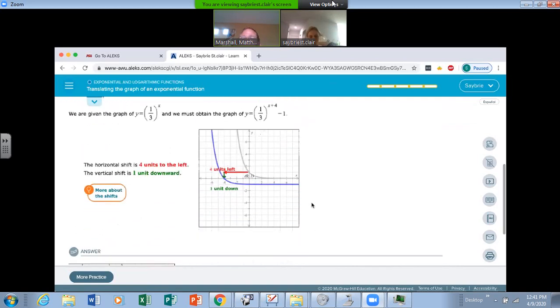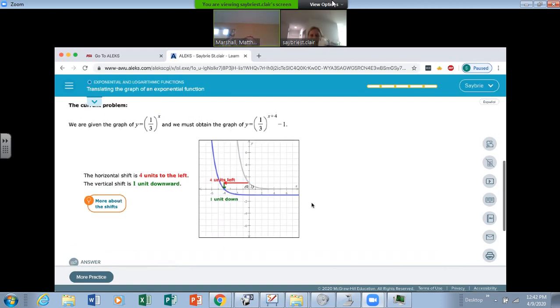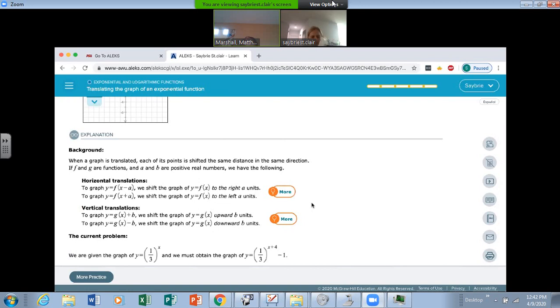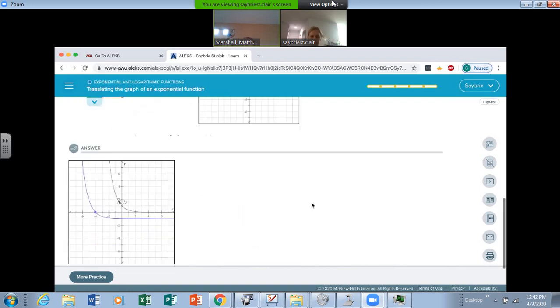Ooh, okay, so that's what it was. Instead of 4 to the right, it's to the left. Okay, so it looks like the opposite of what that number was up there. Instead of 4 positive, it was 4 to the left. And then it was still down 1. Alright, so we would have got it. I had it backwards, but we got it now. Piece of cake.